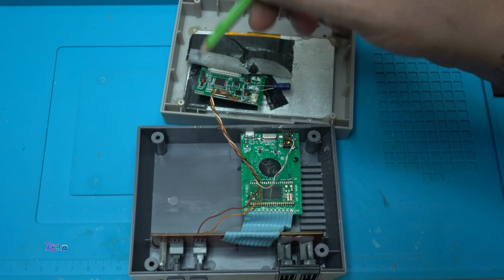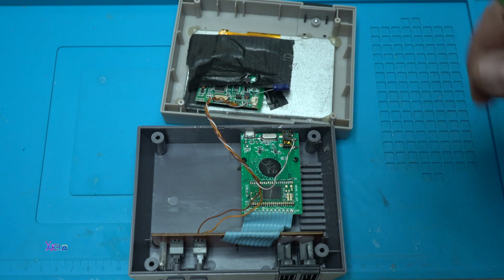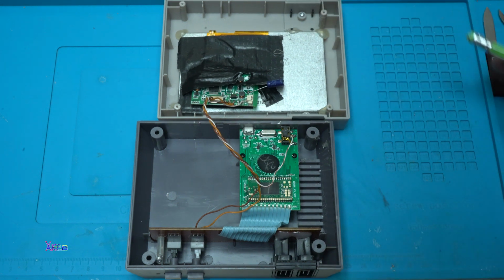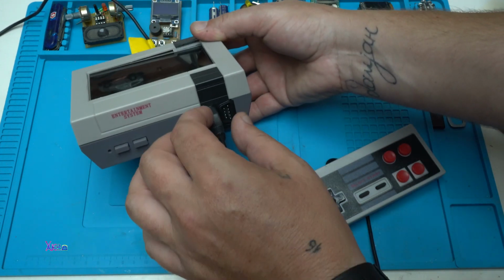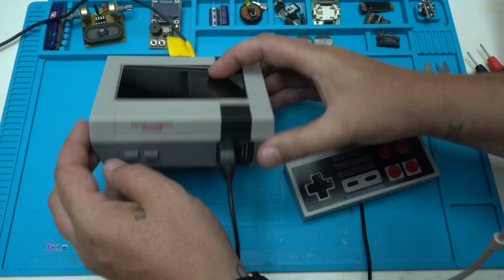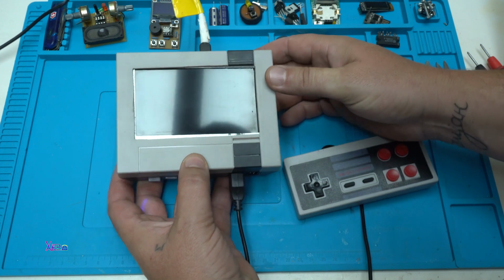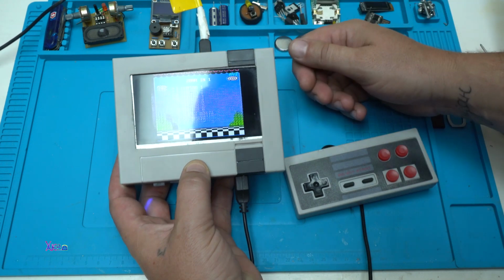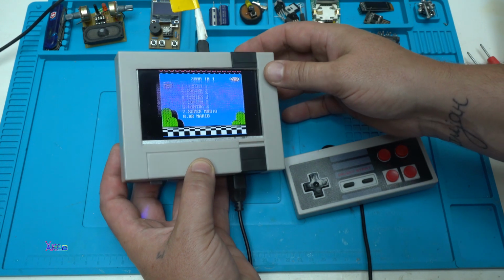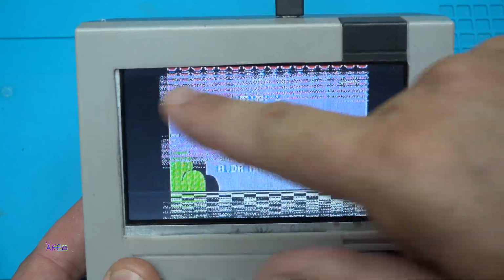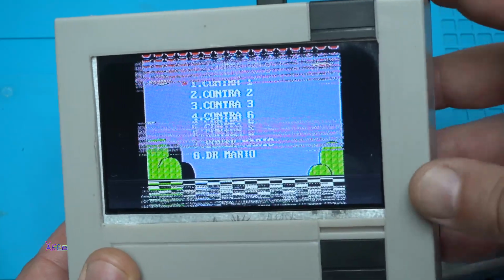I have opened a hole, placed the LCD screen, and it should be working, but you're gonna see right now. Everything is connected. I plug in the power and attach the controller, and now I'm gonna power up and you're gonna see what's the problem. Look, why is that interruptions? You can see these static lines, and I don't know why it's doing that.